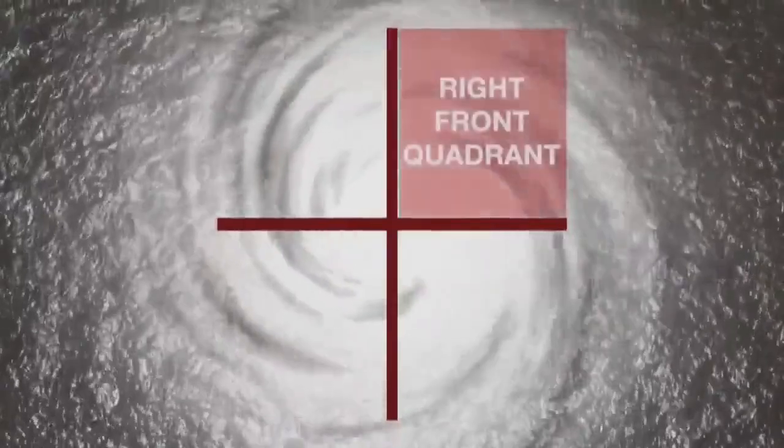But pay attention, because not every part of a hurricane produces tornadoes equally. To find the area of greatest concern, you have to look for what's called the dirty side of the hurricane. To find it, look at the storm from above. Note the direction it's moving and then draw a big plus sign. It's here in the right front quadrant where tornadoes are most likely.